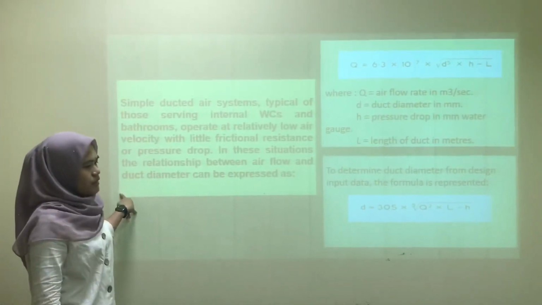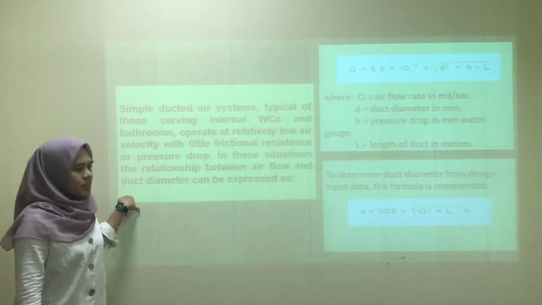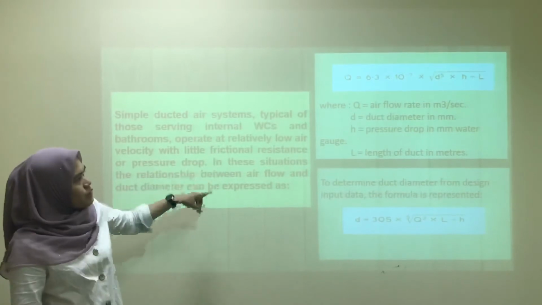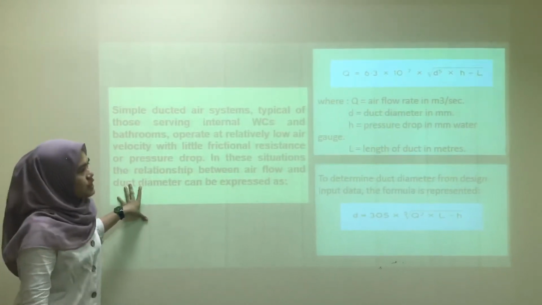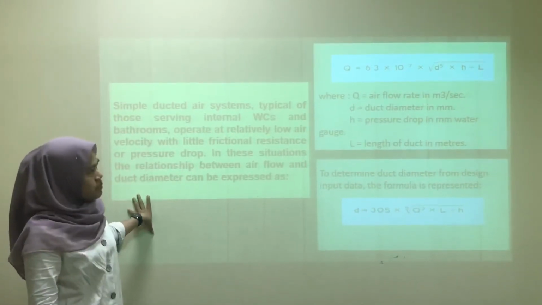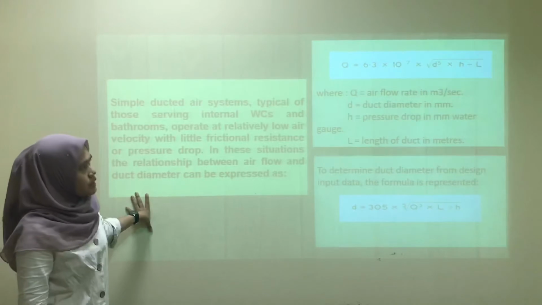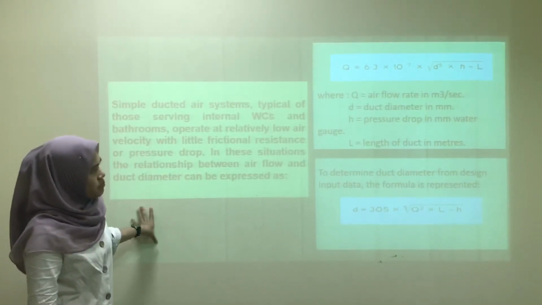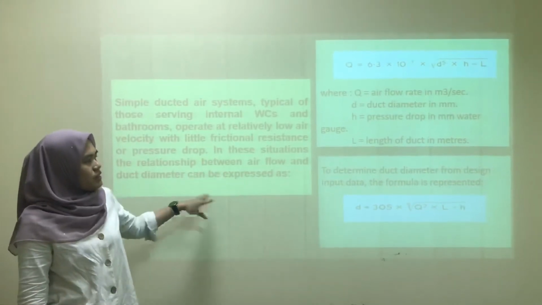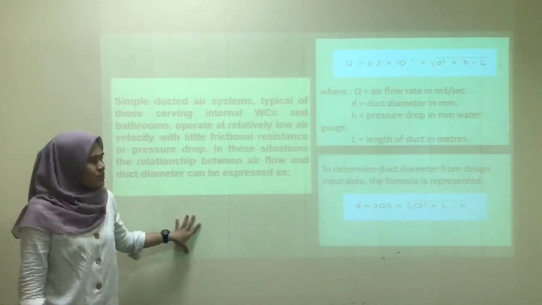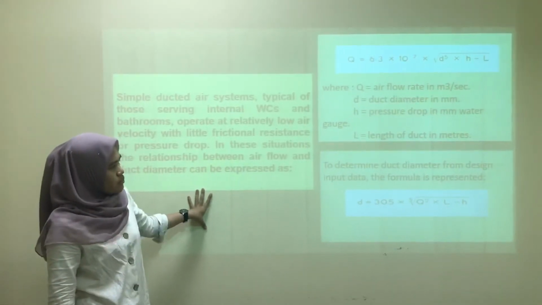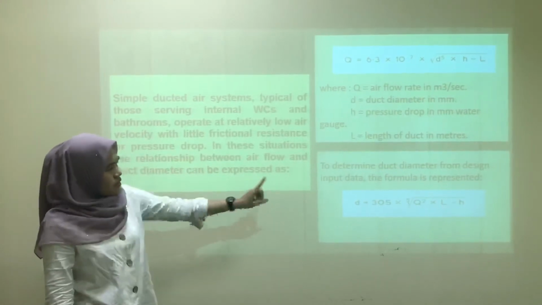the relationship between airflow and duct diameter can be expressed with this formula, where Q equals airflow rate in cubic meters per second, D is duct diameter in millimeters, h is pressure drop in millimeters water, and L is length of duct in meters. To determine duct diameter from this input data, the formula is rearranged like this.